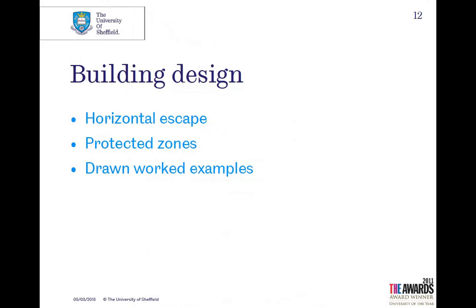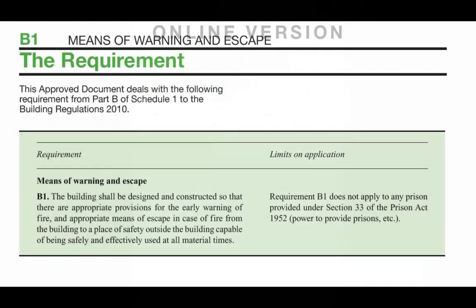Okay, horizontal escape. We're going to look at protected zones, and we'll look at some worked examples. So this is the requirement. And the important thing is this bit really: appropriate means of escape from the building to a place of safety outside the building. So basically, can you get people out of your building in a fire?